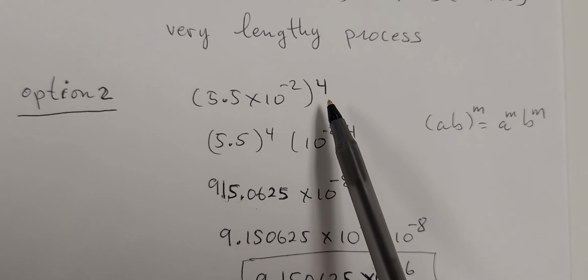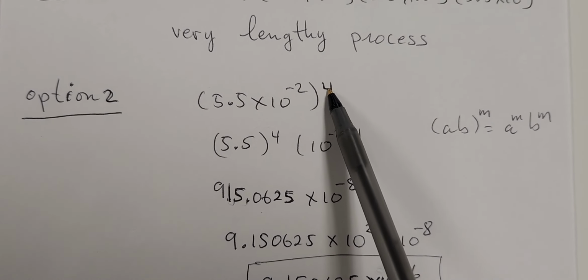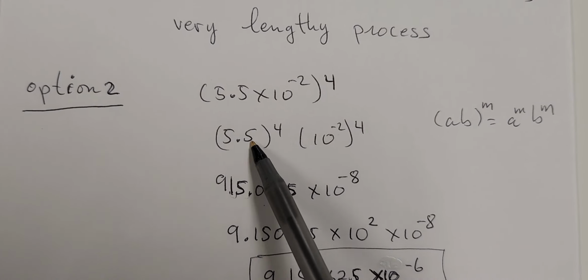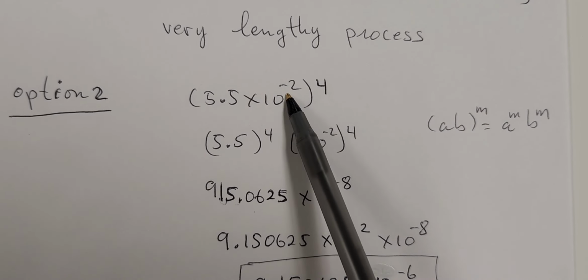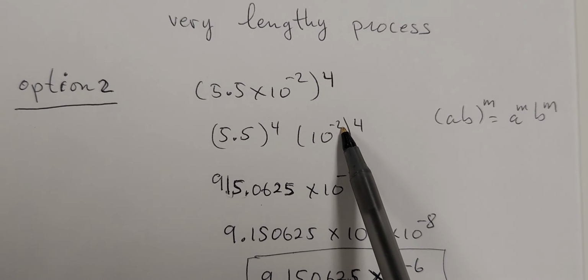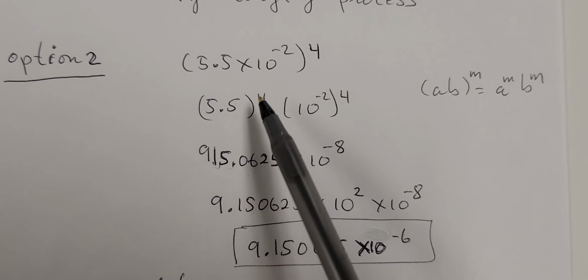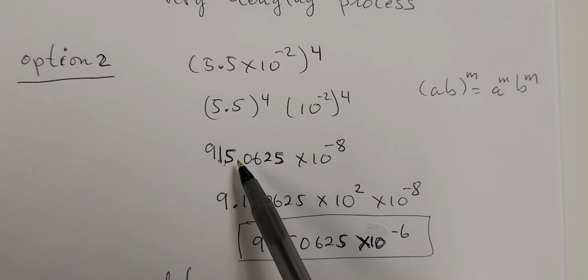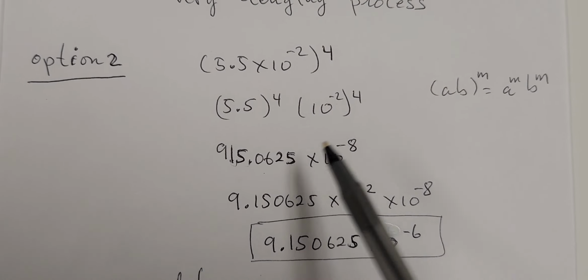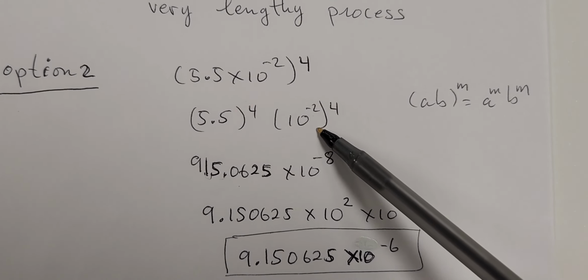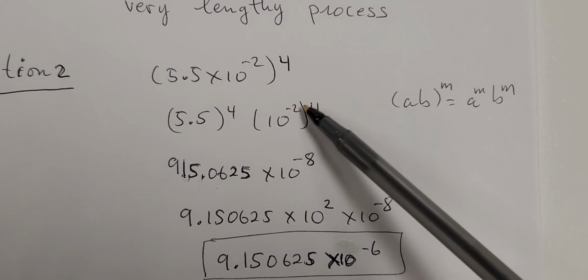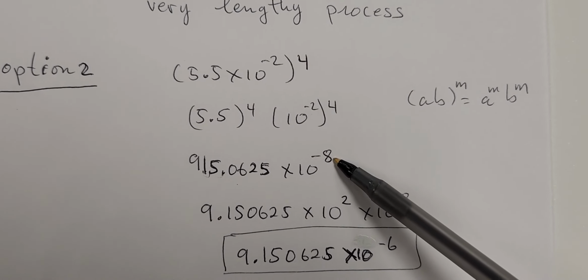So same thing here, follow the power rule. 4 distributes to 5.5, 4 distributes to this -2, which I have right here. And then use your calculator, 5.5 to the 4th power, which comes out to be 915.0625. And then multiply, because I have parentheses, so 4 times -2 gives me -8.